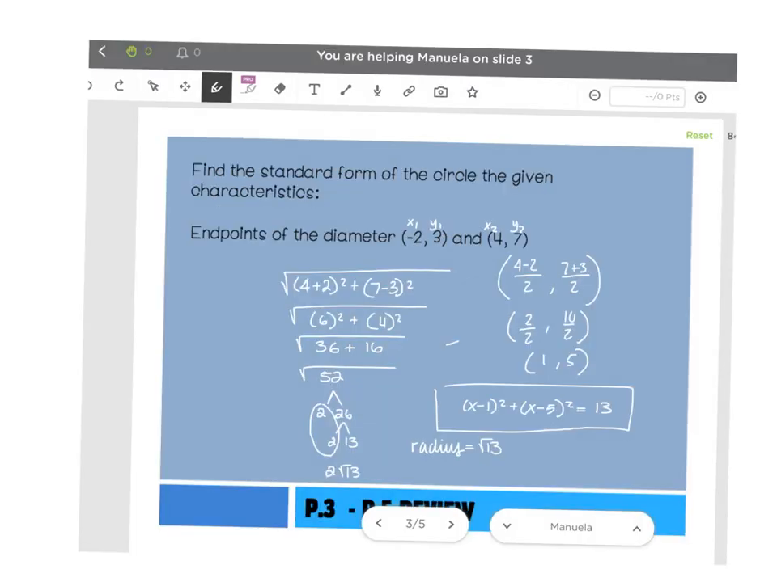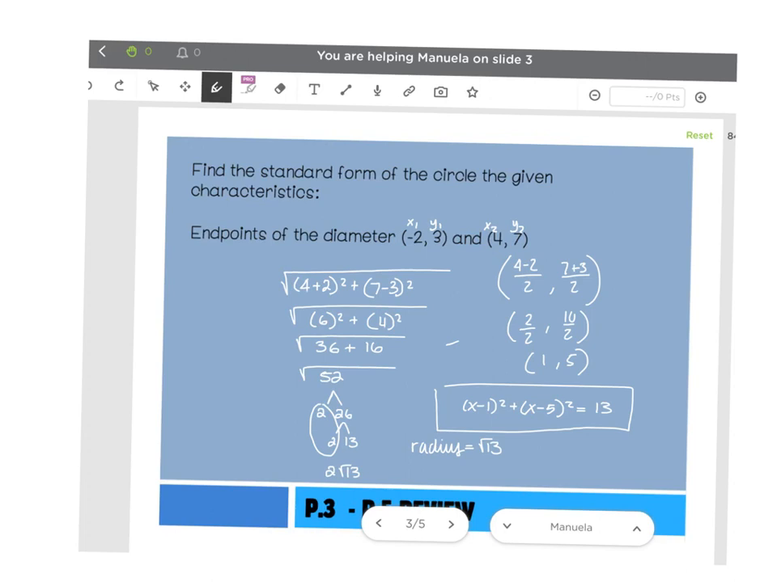Number 2 said write the standard form of the circle with the given characteristic. So you wanted to first find the center by doing the midpoint: -2 plus 4 divided by 2, 3 plus 7 divided by 2. You should have gotten (1, 5). And then there are 3 ways that you can find the radius. One is to find the distance from endpoint to endpoint, which would have been 2 root 13, and then divide it by 2 to get the radius as root 13.